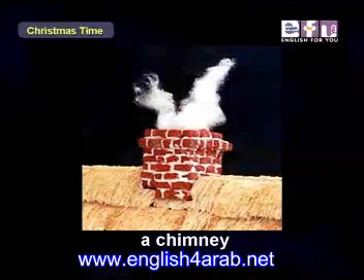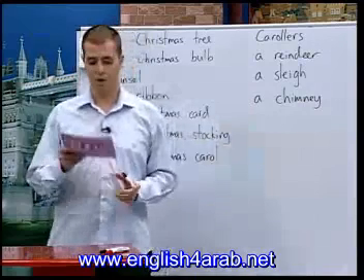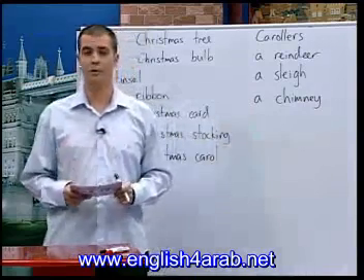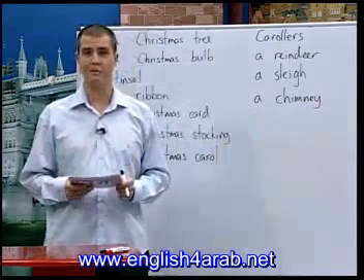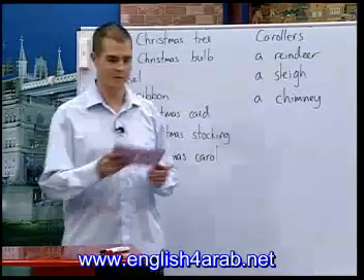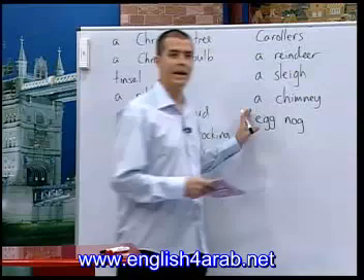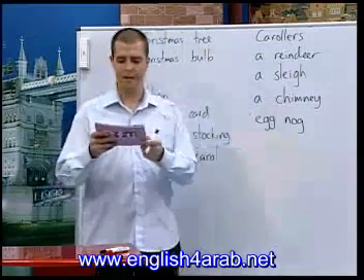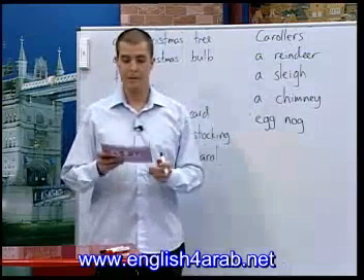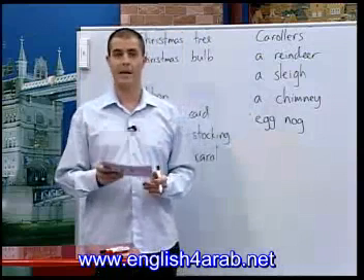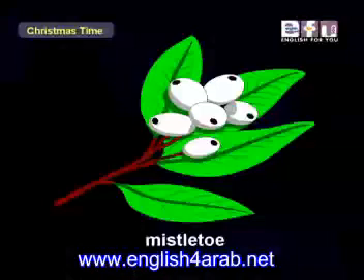A chimney is a pipe inside a building that goes from a fire to the roof in order to let the smoke out. Santa comes down the chimney when he brings the presents to a home. Eggnog is a drink popular at Christmas time. It's made from eggs, milk, sugar, and nutmeg, and some people put a little bit of rum into it.